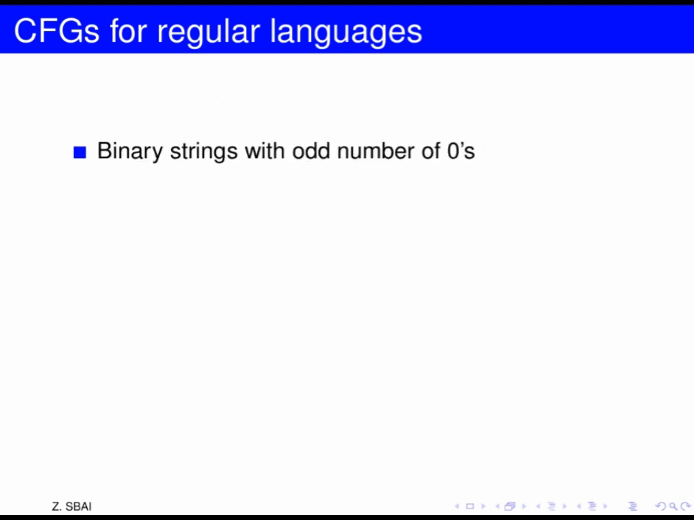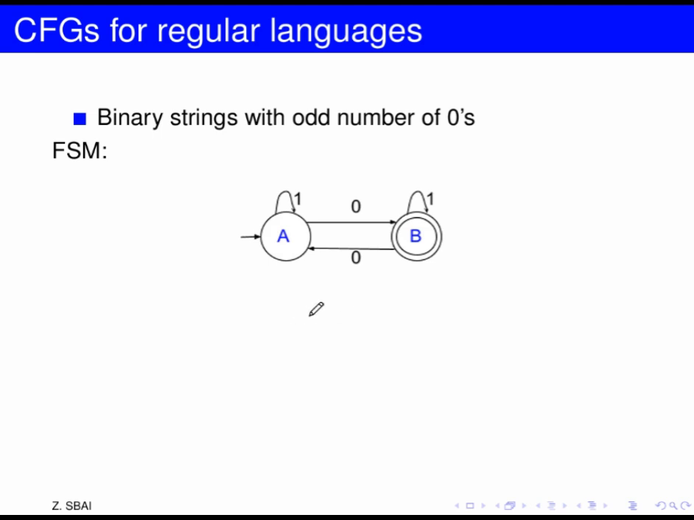Let's take, for example, the set of binary strings with an odd number of zeros. For this language, we may write the following finite state machine. We may have two states A and B, and we may go from the initial state A to B if we find a 0 in the input, and this state B is accepting since we have one 0 here. There may be some ones before this 0. Also, we will accept if there's a sequence of ones after this 0, and this B is accepting.